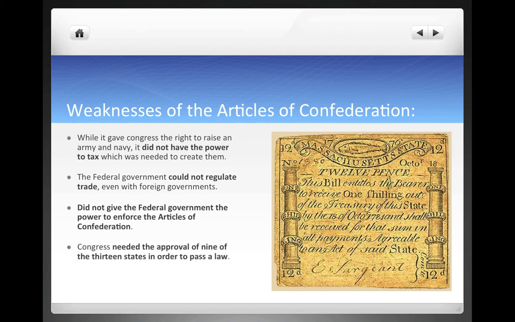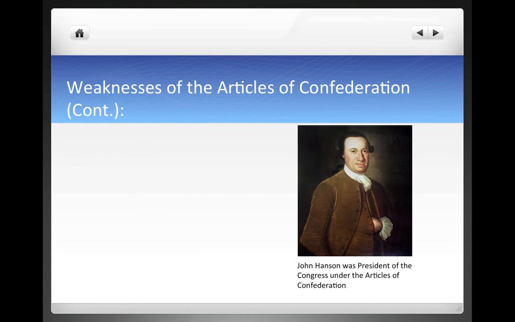And Congress needed the approval of 9 of the 13 states in order to pass a law. So each state interpreted it as it felt it should. And 9 out of 13 states is an overwhelming majority, and it's very difficult to get under any circumstances. Amending or changing the articles required the consent of all the states. Not 2/3 or 3/4, but every one of them.